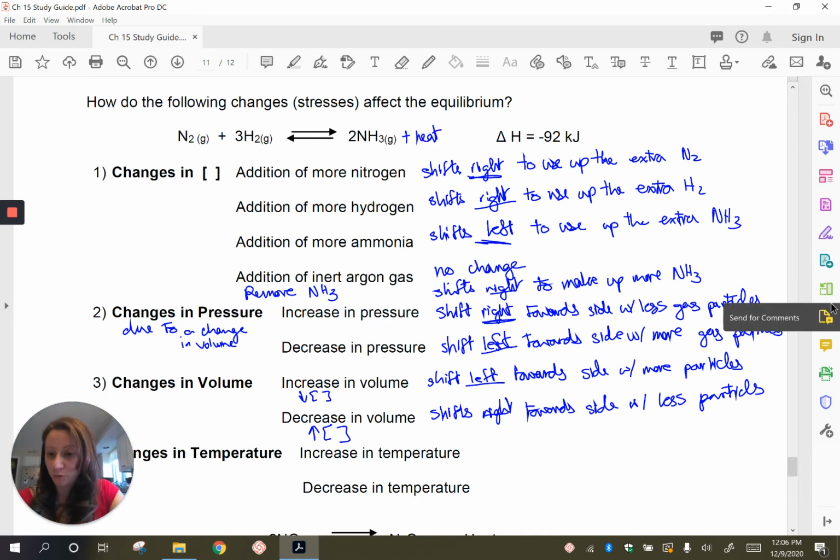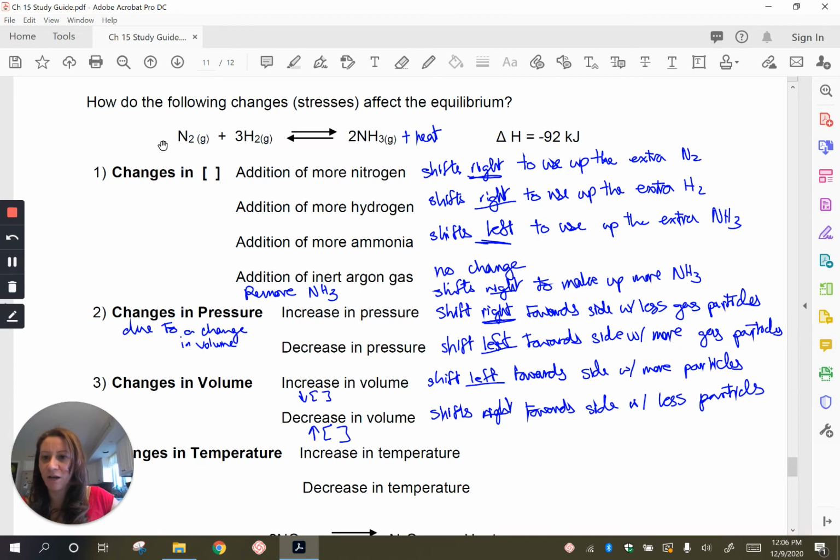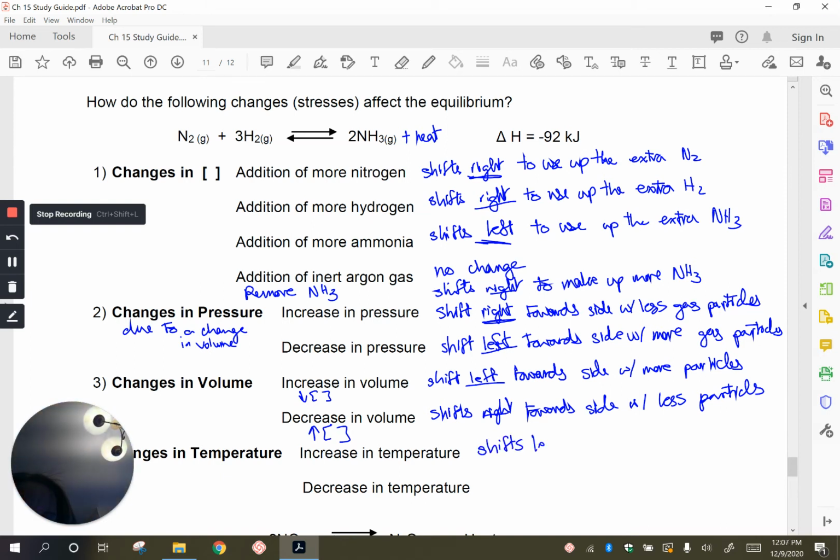If it was endothermic, then I would add my heat to my reactant side. And so I'm going to say, oh, I have too much heat. So which way would it shift to use up that extra heat? Well, it's going to shift to the left, meaning the reverse rate is going to be faster. So this one will shift left to use up excess heat.